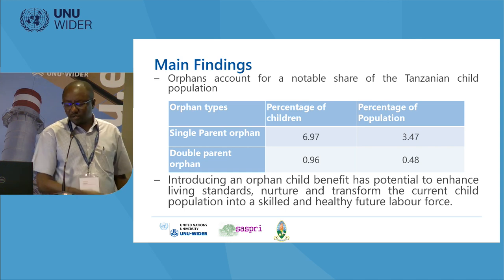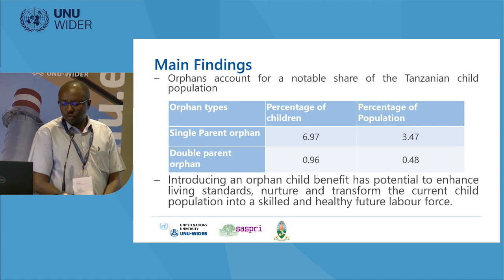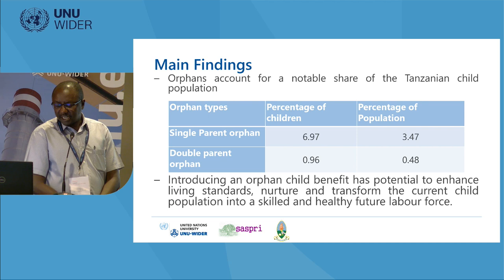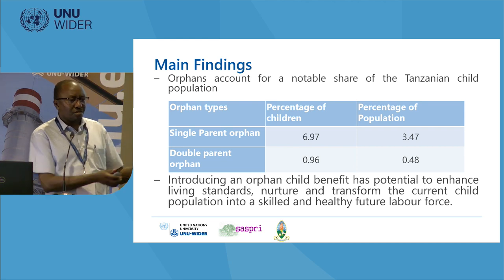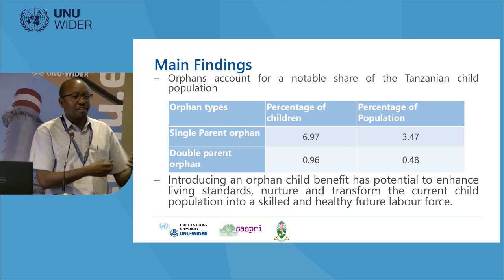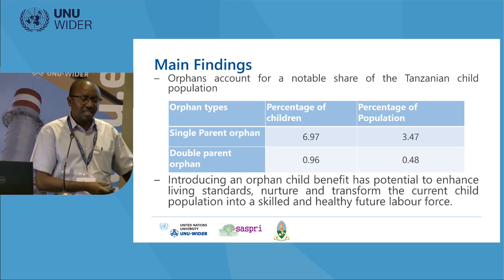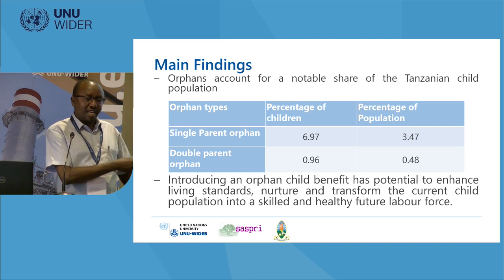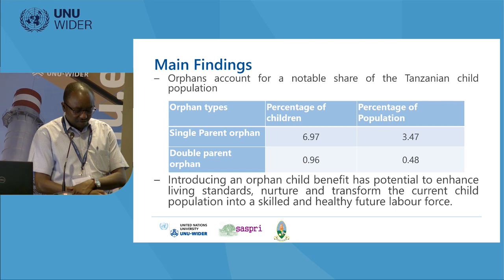So we think, and that's the essence of this simulation, that the introduction of an orphan child benefit has the potential to enhance living standards, nurture and transform the current child population into a skilled and healthy future labor force. In other words, just like those who are not orphans, it's all an issue of building human capital for the future. So if you don't take care of these orphan children, they will be left behind compared to the non-orphans. So these are preliminary findings to begin with.